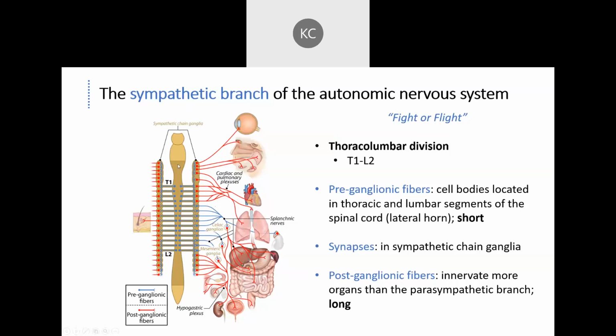So if you're above T1, you do not have sympathetic outflow. If you are below L2, you do not have sympathetic outflow, right? The preganglionic fibers in the sympathetic division are short relative to the postganglionic fibers that are long, right? This means that the ganglia are further away from the target organ or the effector, whereas whenever we looked at the parasympathetic, that ganglia was very close because you had a very short postganglionic but a very long preganglionic fiber, right?